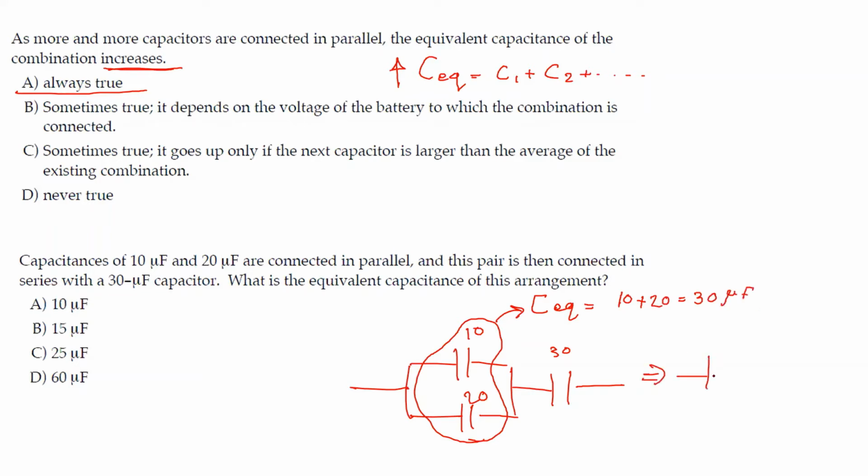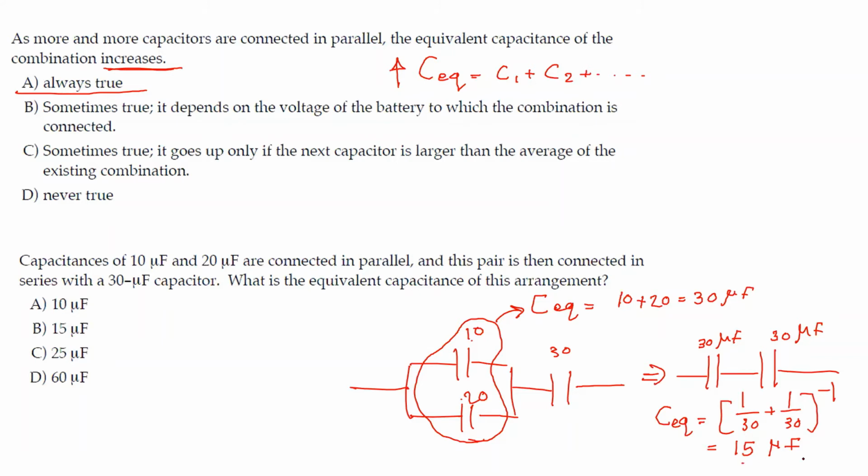So you just add 10 plus 20 and you get 30. Okay, so your next step is this. Instead of 10 and 20, now we have 30 microfarads. And again, we have 30 microfarads here. Now these two are in series. So when they are in series, how do we add them? By taking the inverse: 1 over 30 plus 1 over 30, inverse. So when we do that, we get 15 microfarads.